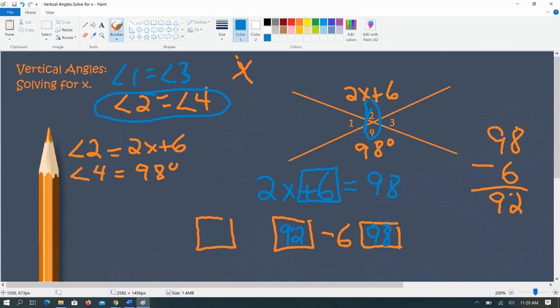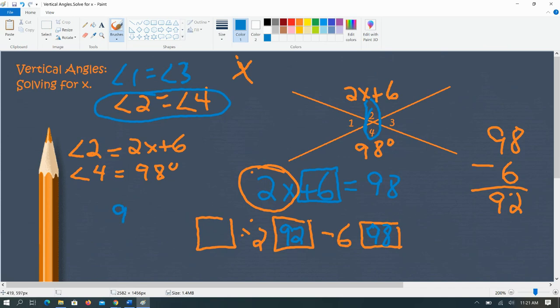So now I'm almost to the end. Now what I have left is this 2x right here. So when I look at 2 times x, I need to use the inverse or the opposite of multiplying, and that's going to be to divide. So I'm going to divide by 2. So we're going to have to take 92, we're going to divide it by 2. If you're using a calculator, you would put the 92 in first and then divide by the 2. So let's go ahead and work it out over here.